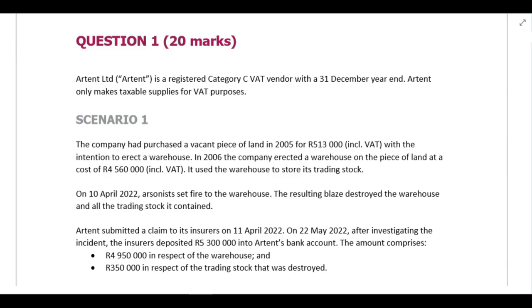So it says, question number 1, 20 marks, Artent Limited, which we'll just call Artent from this point onwards, is a registered Category C VAT vendor. Now, Category C VAT vendor, remember, Section 27 of the VAT Act gives us all the categories of VAT vendors. Category C VAT vendors means that it is a monthly VAT vendor. So what does that mean? It means every month they have to submit a VAT return.